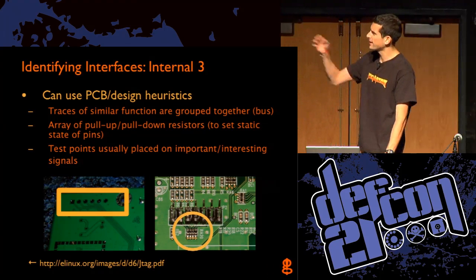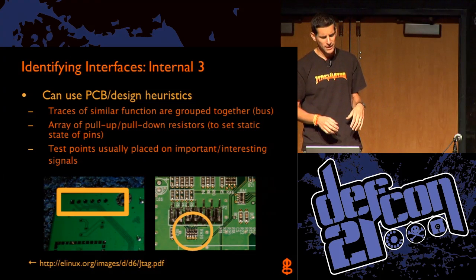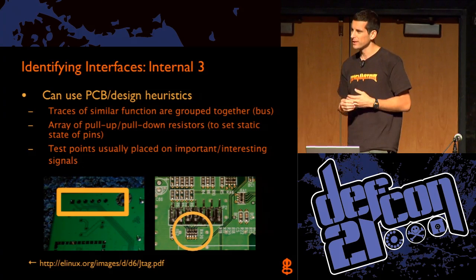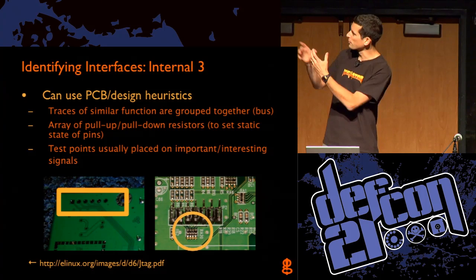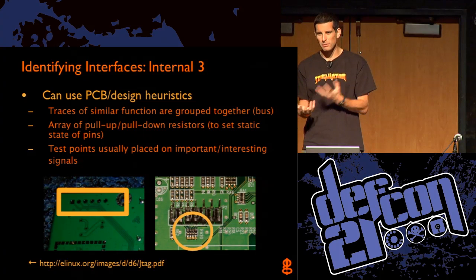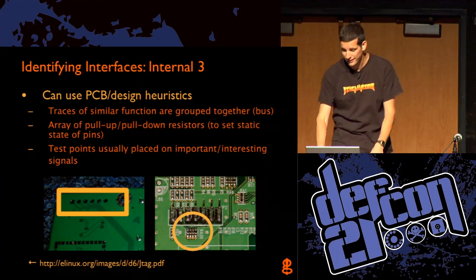You can also take into account the location of resistor arrays or pull-ups or pull-downs on different bus lines, because those are normally used to set the static state of some sort of interface. So if we see a grouping like that, like a resistor array right next to a connector, it's like, okay, that connector is probably some sort of bus that needs pull-ups or pull-downs. That's a target. Let's take a look.